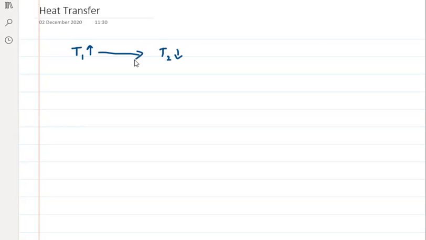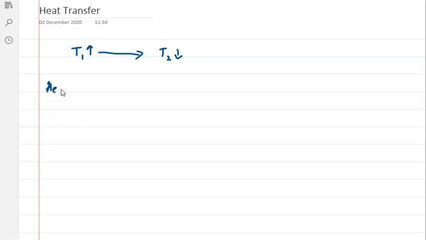Now my question is, in how many ways is it possible? This is something that we have studied in class 7. I hope all of you remember. In how many ways is it possible? Think about it. No, I'm talking about the ways of heat transfer, not the type of energy. It can be done in three ways.